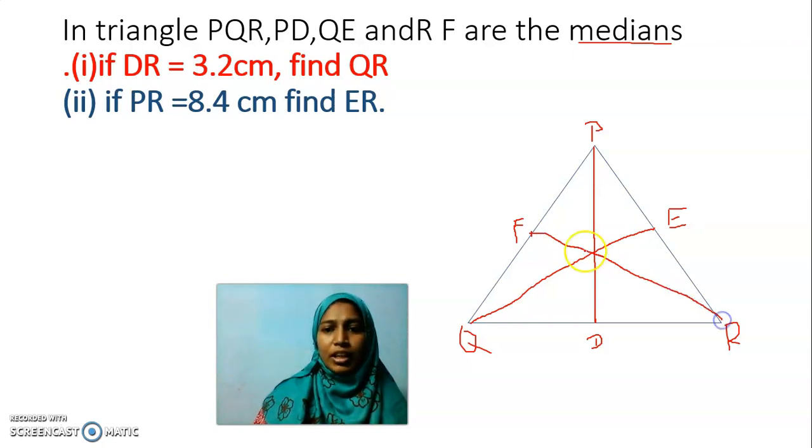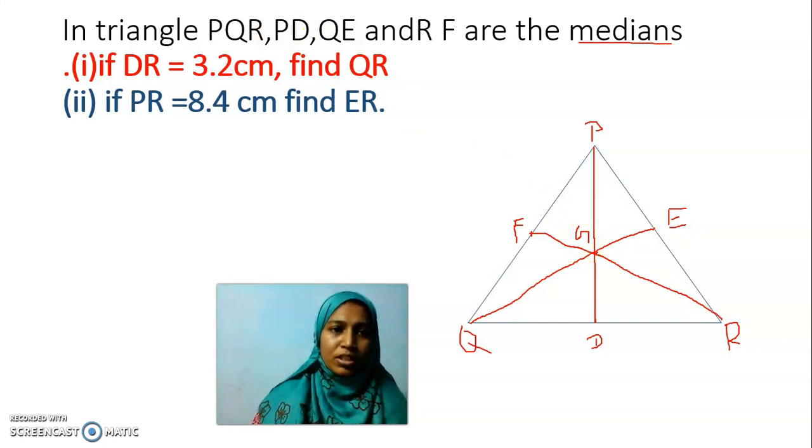Surely all these 3 medians will pass through a single point, and in almost all books it will be denoted by the letter G, and it is called the centroid. Almost everywhere, the centroid is denoted by the letter G. In a few books, 1 or 2 books, they may change this notation. Most of the time it is denoted by the letter G.